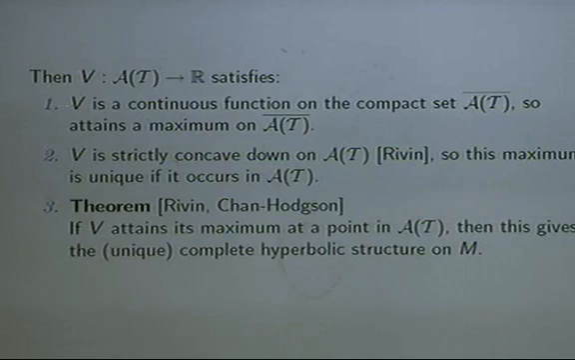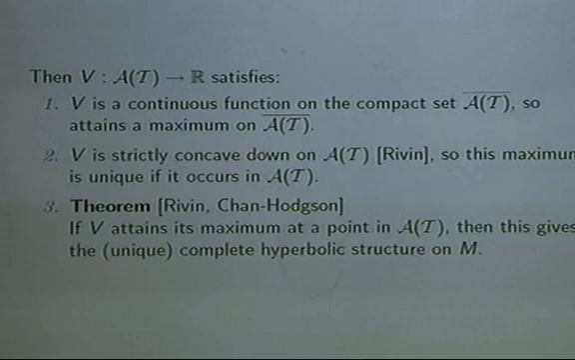So first of all, it's actually a nice continuous function, and it extends continuously to the closure of this angle structure space. So that's allowing some of the angles to go to 0 or pi. So we've got a continuous function on a compact set. So we know this function must have a maximum somewhere on this closure of the angle structure space.